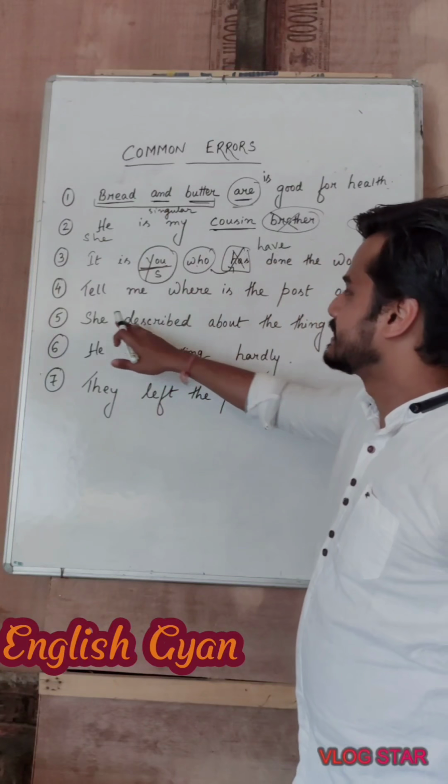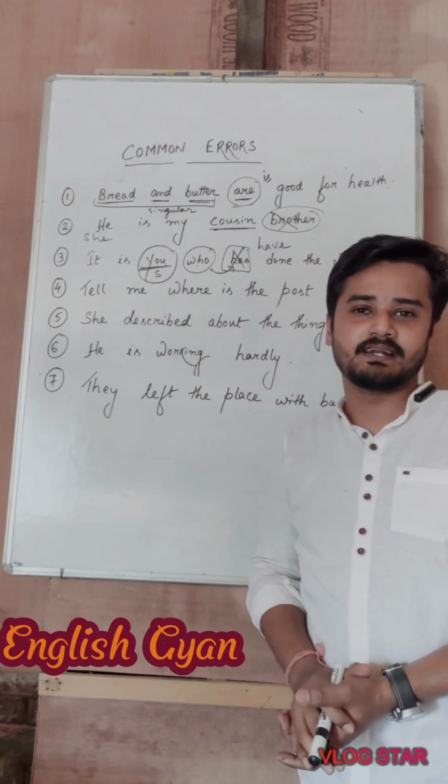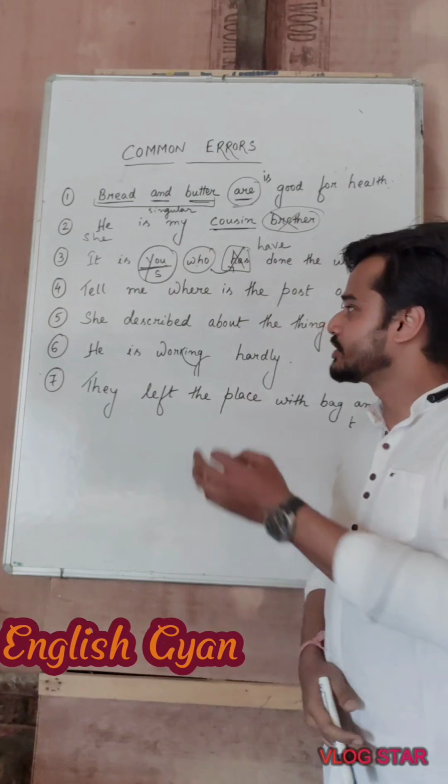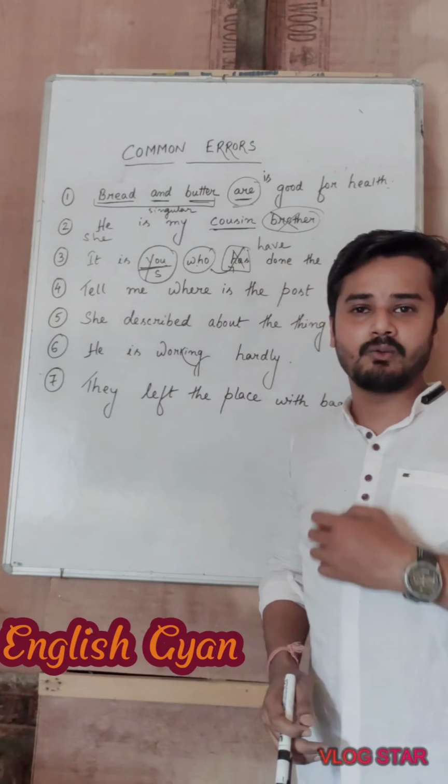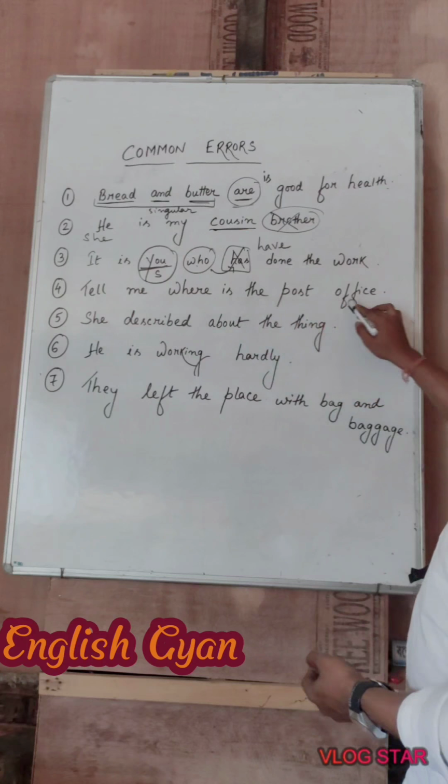The next sentence is: tell me where is the post office. It is also a very common sentence, and generally most of the students commit an error while writing this sentence. So here the sentence is: tell me where is the post office.